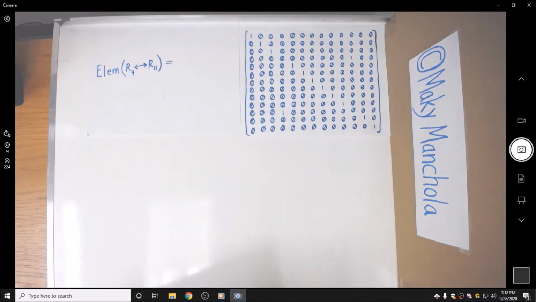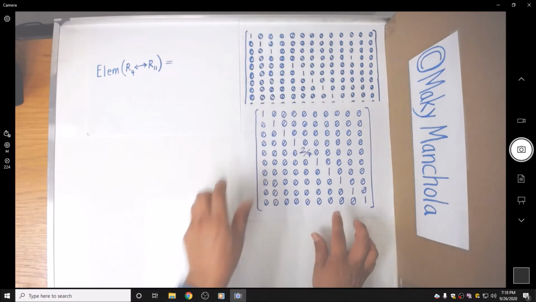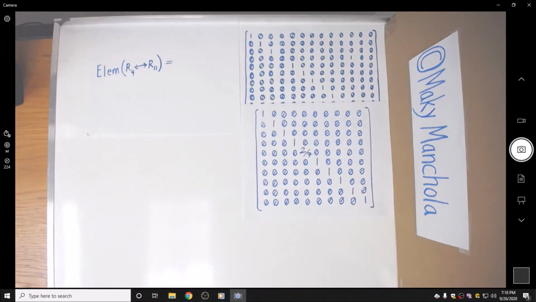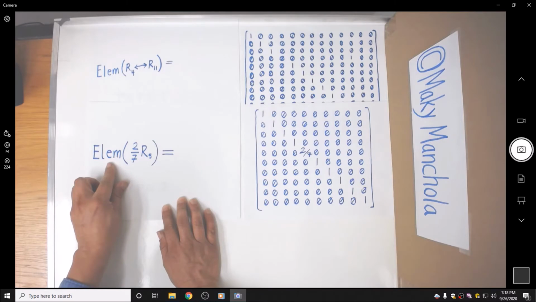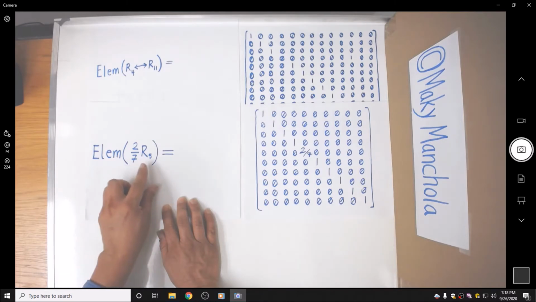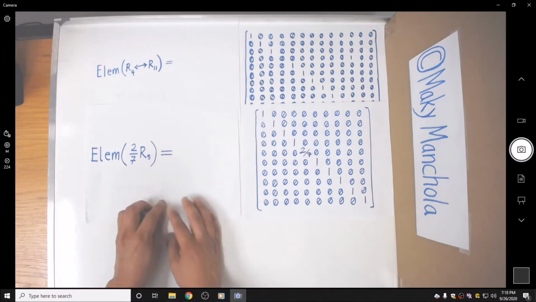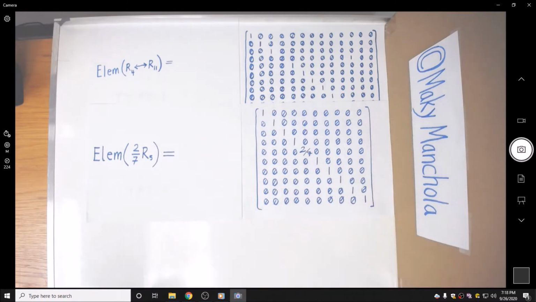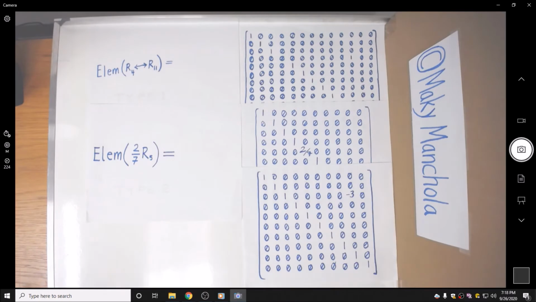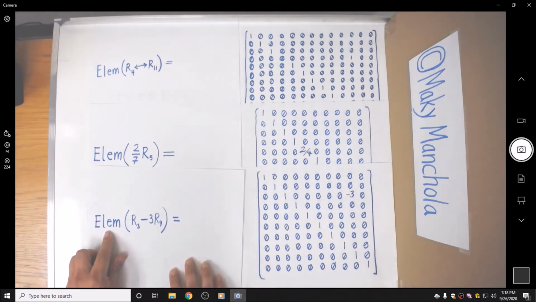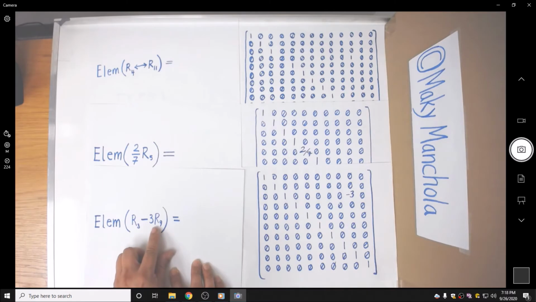In our second example, if we want to describe our second elementary matrix, we can say that it is the 10 by 10 elementary matrix obtained by multiplying the 5th row of I by 2/7. If we were asked to describe our third elementary matrix, we would say that it is the 10 by 10 elementary matrix obtained by multiplying the 9th row of I by -3 and adding it to its 3rd row.